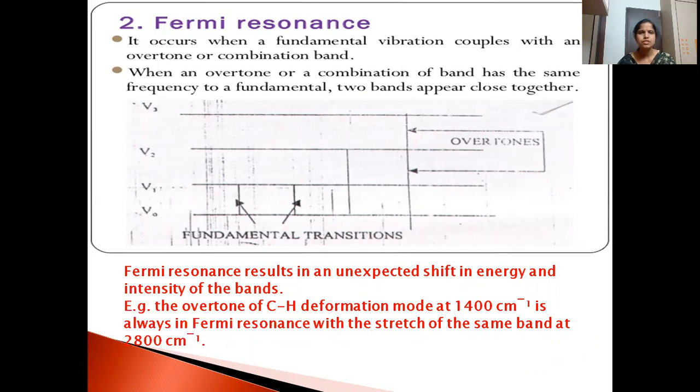So Fermi resonance bands are formed because of overtones or combination bands having the same frequency as that of the fundamental bands. When the band frequencies are the same, these Fermi resonance bands appear, and they always appear as a doublet, that is two bands appearing very close to each other.